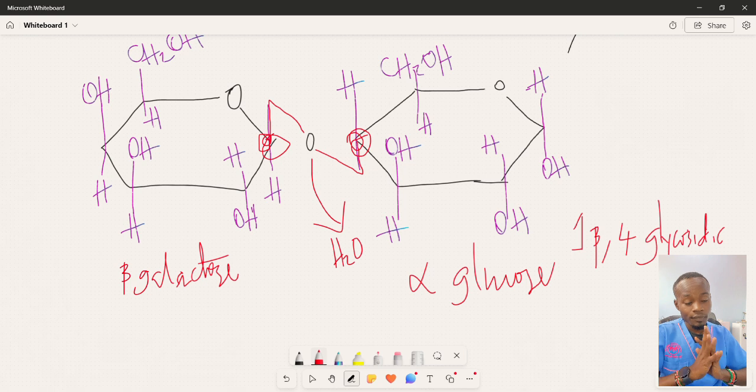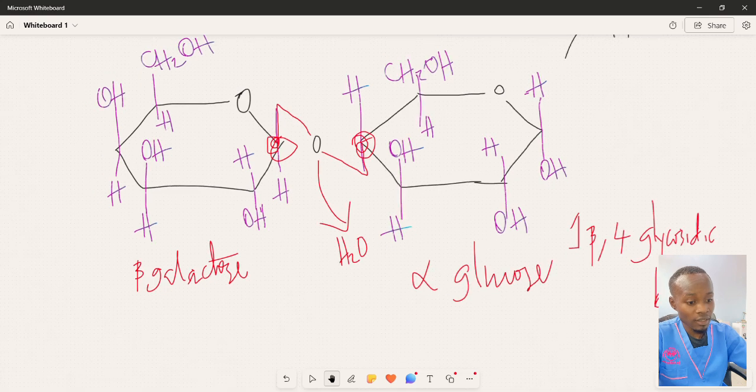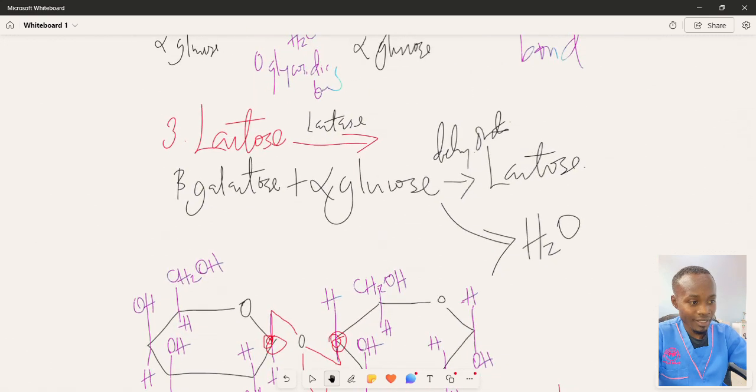So how easy was that? Hopefully it was. For lactose also, to revert it to its simple sugars, you're going to use the enzyme lactase to hydrolyze lactose back to glucose and galactose. So basically that's all. There is nothing left.